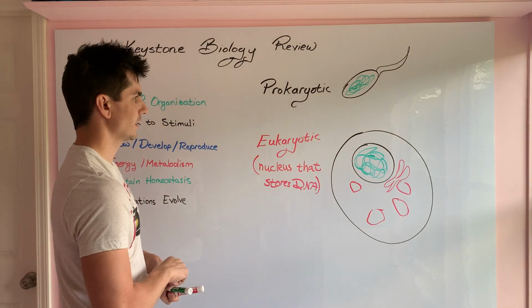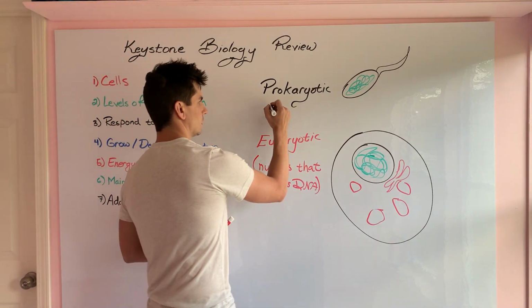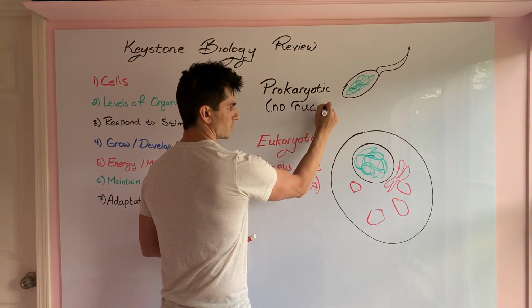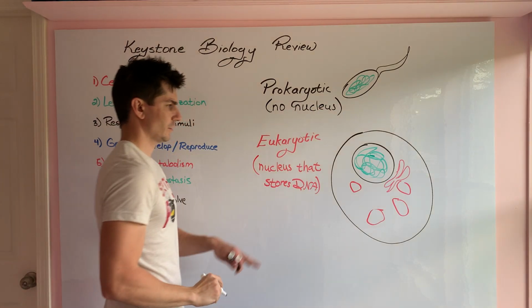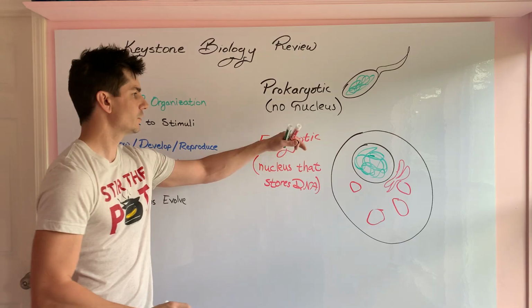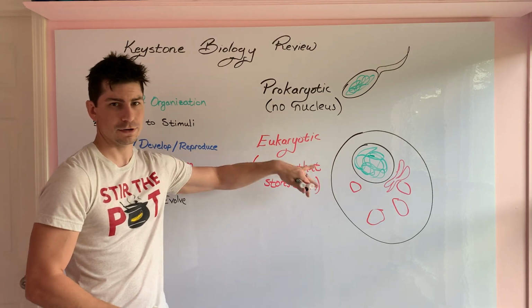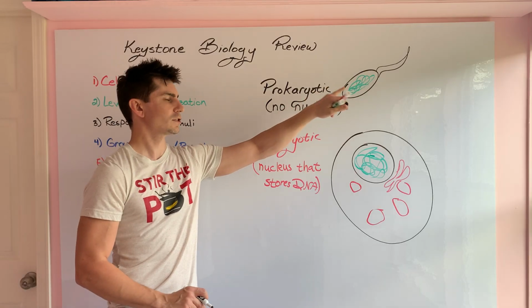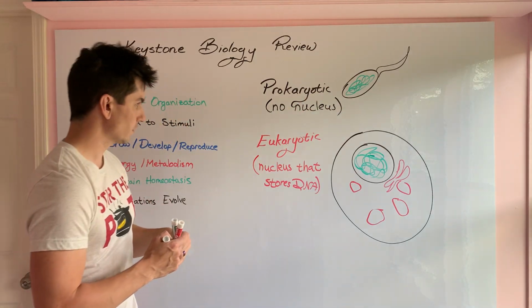Our prokaryotic cell, this one here, has no nucleus for storing our DNA. So there's your big difference, okay? Eukaryotic cells are bigger and have a nucleus to store that nice DNA. Prokaryotic cells are smaller, with no nucleus, okay?